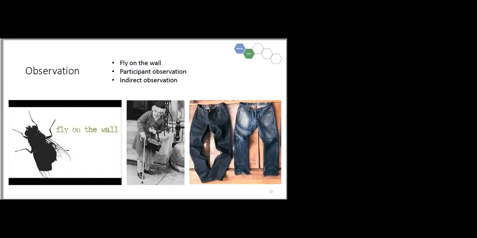And so she disguised herself to try and understand their experience. So she immersed herself. She became a participant in the activities that she was observing. So she experienced certain things, but she also was able to witness other things because she looked a certain way. Indirect observation, that's our photo here on the right.